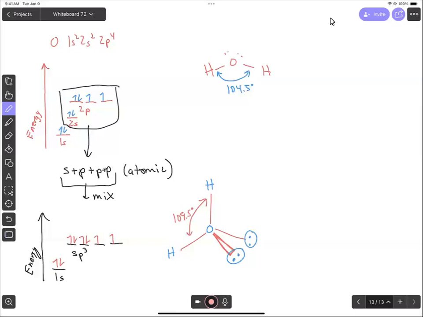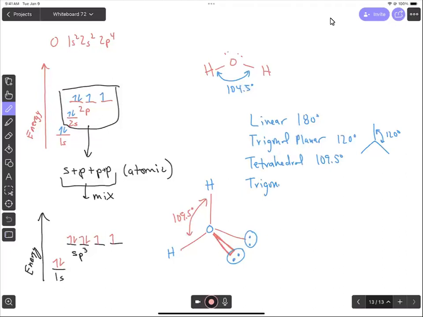It's not too bad. Linear should be easy because that's 180 degrees. Trigonal planar also should be pretty straightforward because that's 120 degrees. If you have a circle and you split that circle into 3 equal parts, 360 degrees divided by 3 is 120. Tetrahedral might be the only outlier, the only hard one at 109.5 degrees.